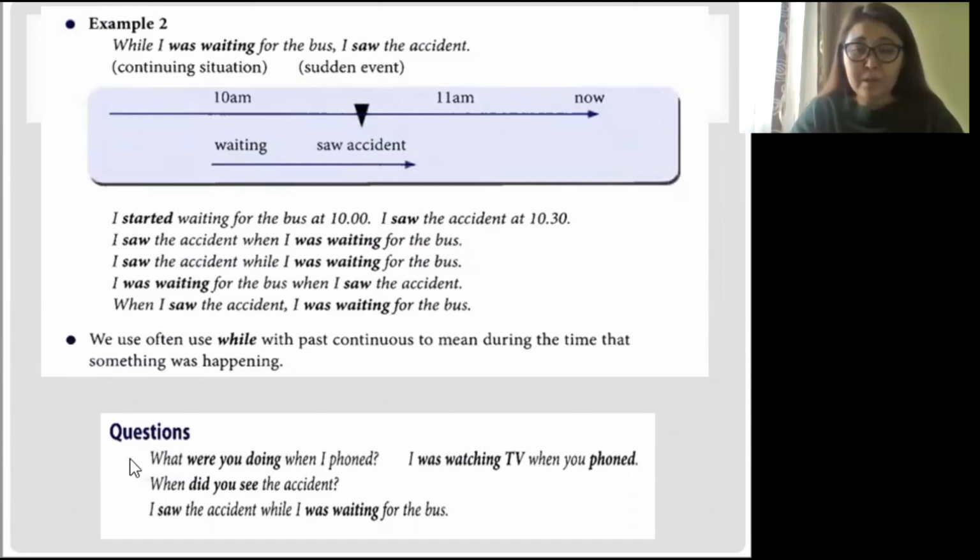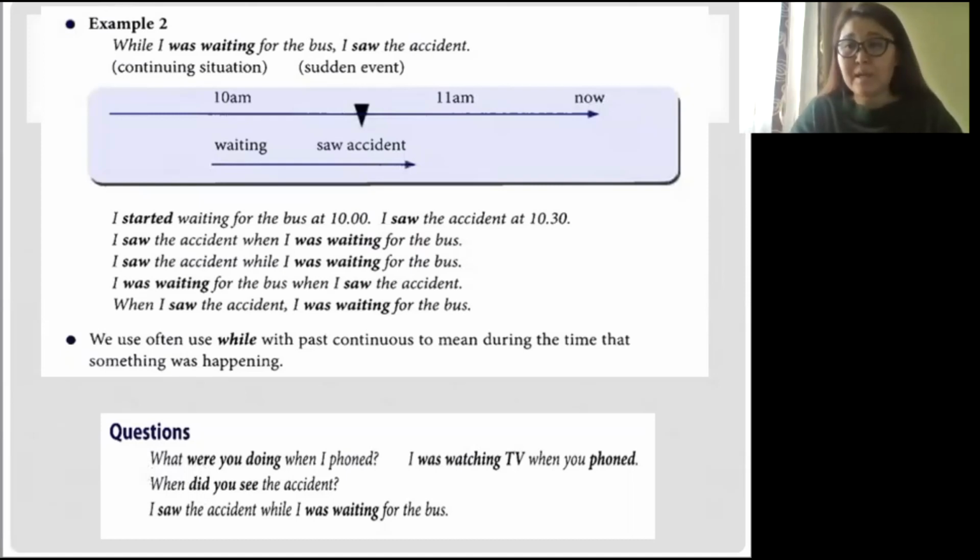And here below, some examples with questions. What were you doing when I phoned? Answer: I was watching TV when you phoned. When did you see the accident? I saw the accident while I was waiting for the bus. So you see that here we also put question words at the beginning of the sentences before the auxiliary verbs.